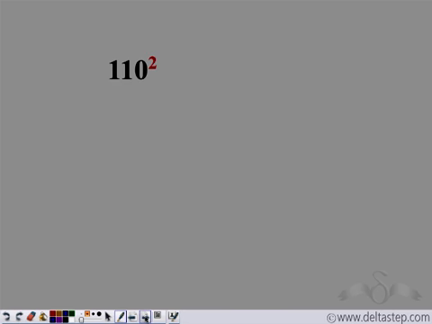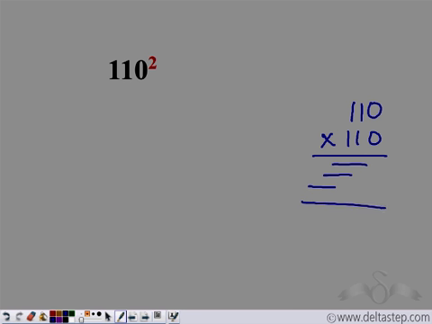Let us see how. Say you need to calculate the square of 110, which is 110 square. Now, to find the square of this number, you need to multiply this 3-digit number with itself. So this will give you 3 lines of multiplication, and then you have to add them. A simpler way of doing it will be writing this 110 square as 11 into 10 whole square.